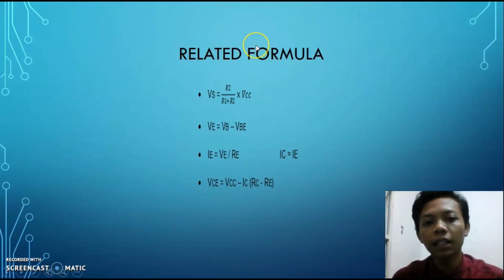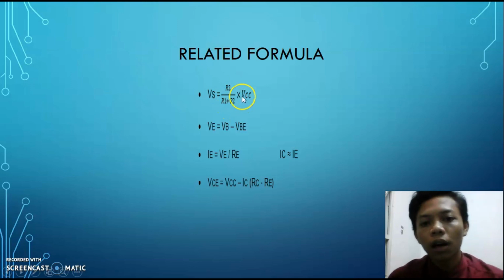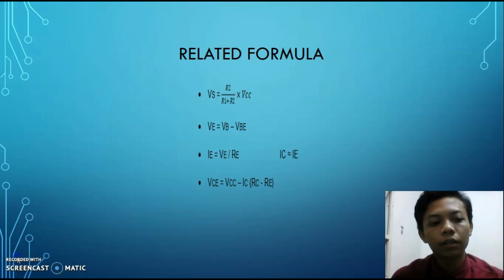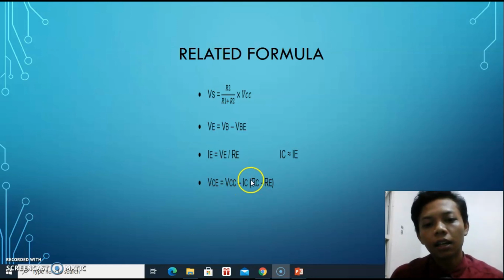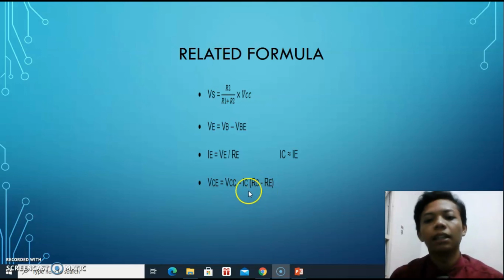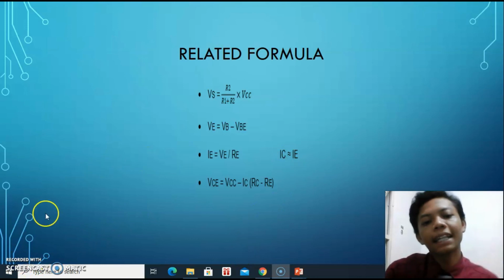Okay, the related formulas are: VB equals R2 over R1 plus R2, times VCC. Next, VE equals VB minus VBE. Next, IE equals VE over RE. Next, VCE equals VCC minus IC times RC minus IE times RE. IC is approximately equal to IE.